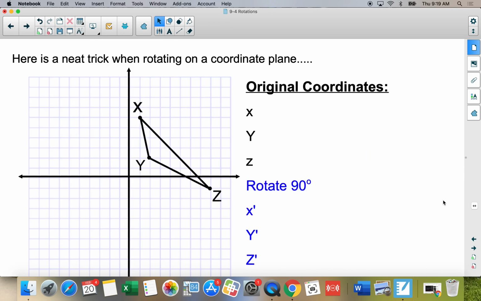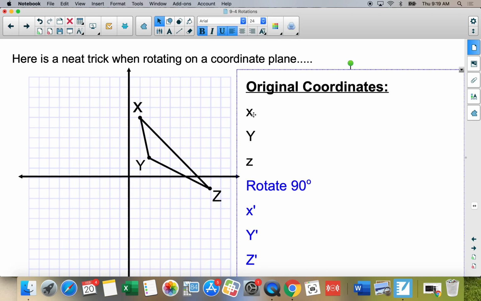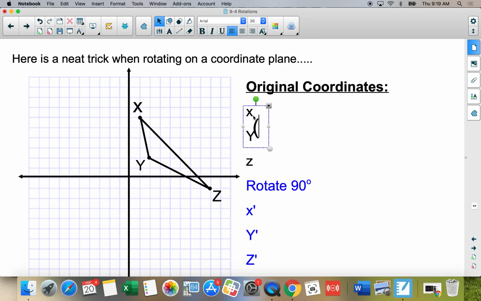Okay. So here's a sample problem. There's a really neat trick when we rotate. Now, you could memorize the rule. There are rules for this, just like there were for reflections. But those rules we don't always remember. So this hopefully will help you. The first thing we're going to do is they're going to give you a shape, and you are going to list the ordered pairs. So I'm going to take this and put the ordered pair.